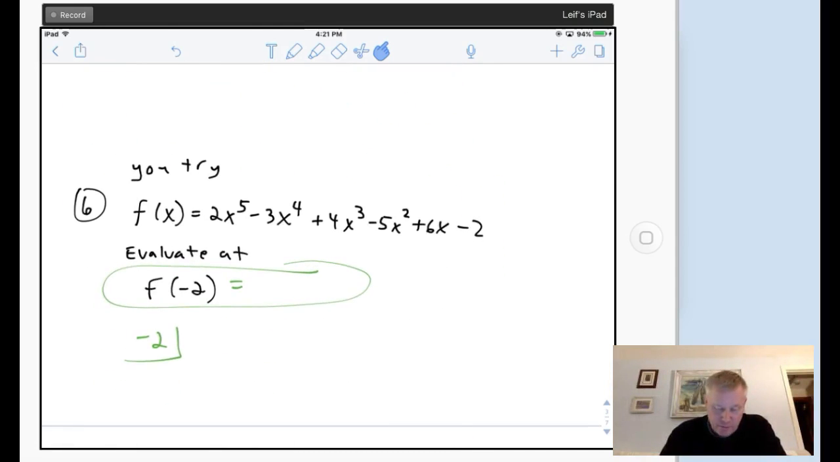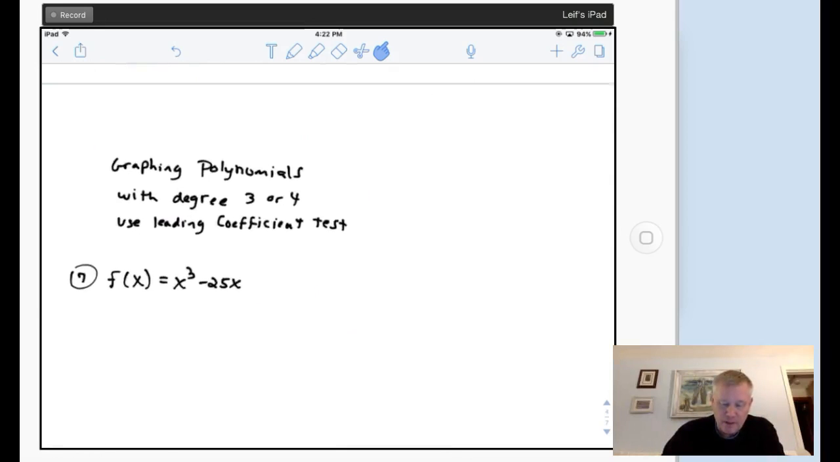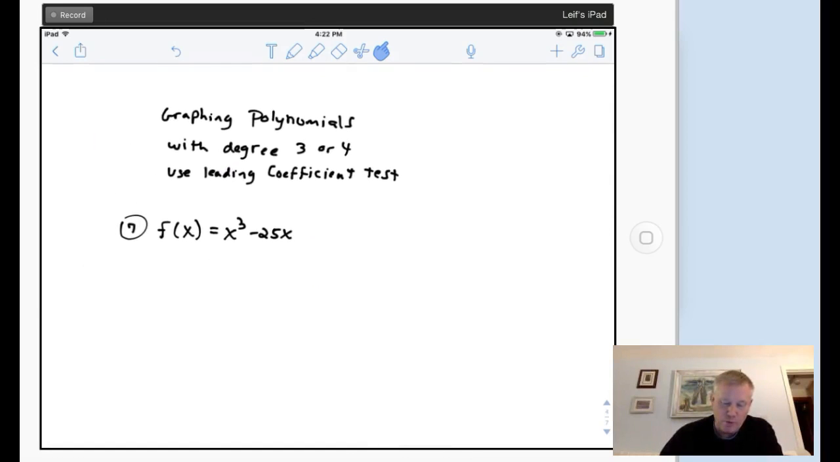Try f of -2 into that polynomial, nice big one for you, 2x to the 5th minus 3x to the 4th plus 4x cubed minus 5x squared plus 6x minus 2. All right, so plug that in and see what you get and evaluate it at -2. All right, next. Graphing polynomials with a degree 3 or 4 using the leading coefficient test.